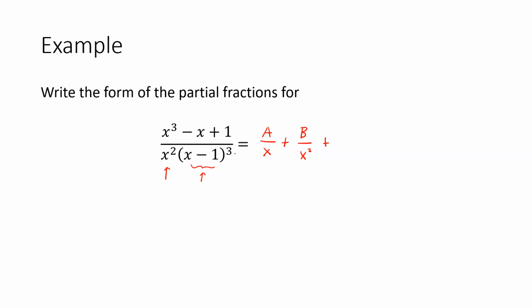Then this one has an x minus 1, and then we'll build up to the power of 3. So we'll have c over x minus 1, b over x minus 1 squared. And then one more. Oh, I'm sorry, that should be a d, right? So it's a different letter. And then one more, so we'll have e over x minus 1 cubed. Okay. So you see there would be actually 5 constants that you would need to solve for in this case.